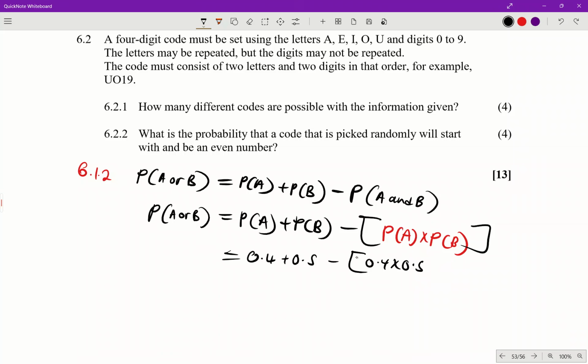Let's see, 0.4 plus 0.5 minus 0.4 multiplied by 0.5. So the answer that I have is therefore the probability of A or B is simply 0.7. So 0.7 like that.